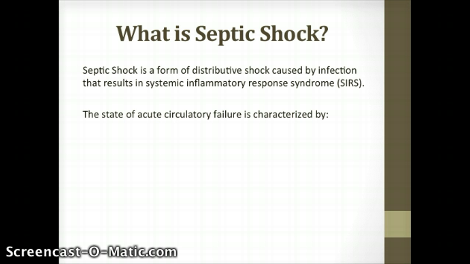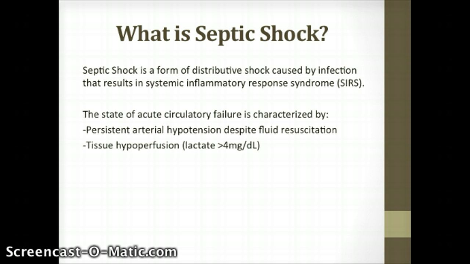There are two main characteristics that differentiate septic shock from sepsis. These are persistent hypotension despite fluid resuscitation, also known as refractory shock, and tissue hypoperfusion, shown by increased lactate levels, which ultimately leads to necrosis, tissue death, and in the worst case, multiple organ dysfunction syndrome.